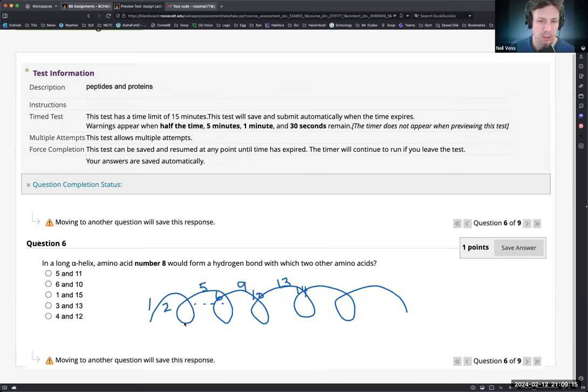Maybe I'll switch colors here. Three will connect to 7, 11, 15. All hydrogen bond with one another. Four will connect to 8, 12, and then 16. What was the question? Number 8. Oh, okay. Well, it's going to hydrogen bond with 4 and 12. So, boom. That's the answer.